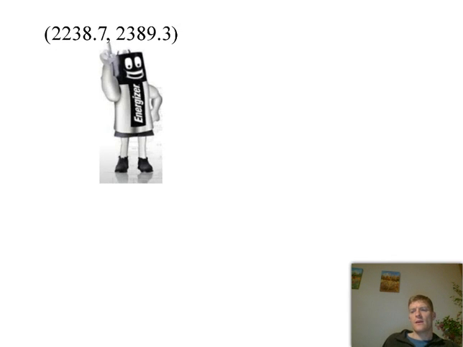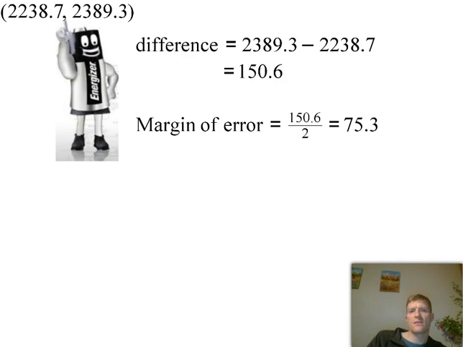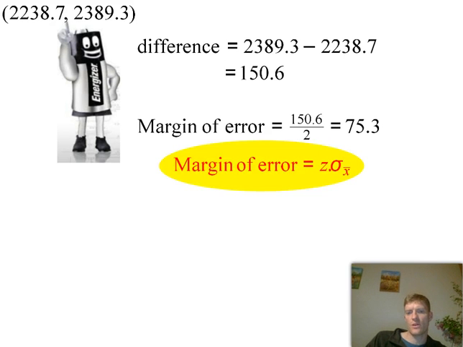Okay, so here's Mr. Energizer's confidence interval. From that, there's an important property we're going to look at. If we take the difference of those two values, we can see that there is a difference of 150.6. Now, what we define as the margin of error, okay, the margin of error is always half the difference between the lower bound and upper bound, and it gives us this value. Now, in terms of the formula, that's equivalent to the z multiple of the standard deviation of the sample mean.